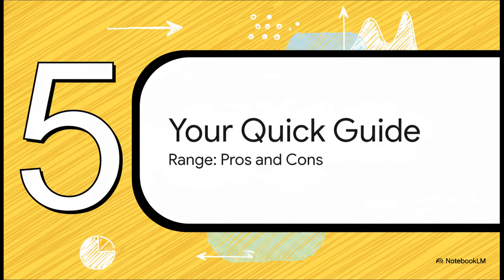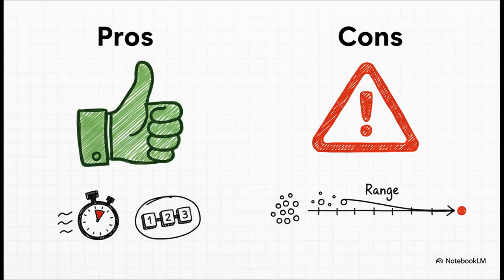Okay, so let's bring it all home. Let's do a quick wrap-up so you know exactly when and how to use the range the right way. So here's the lowdown. The range is a fantastic place to start. It's fast, it's easy, it gives you a quick first impression. But, and this is a big but, you always have to remember its major weakness. It is super sensitive to those pesky outliers because it only cares about the 2 endpoints of your data.